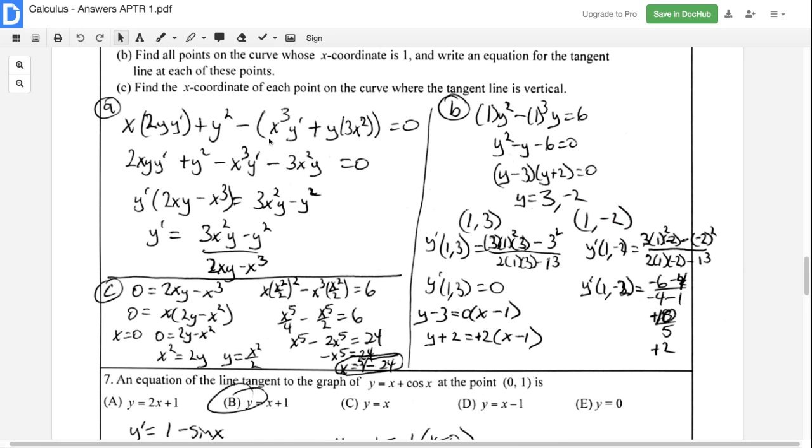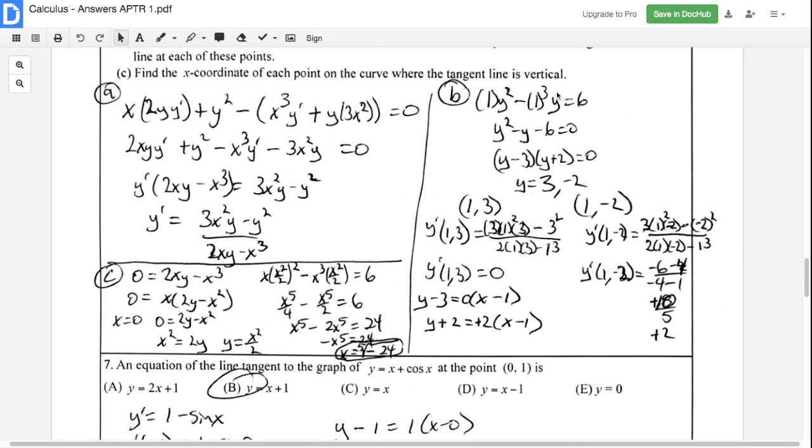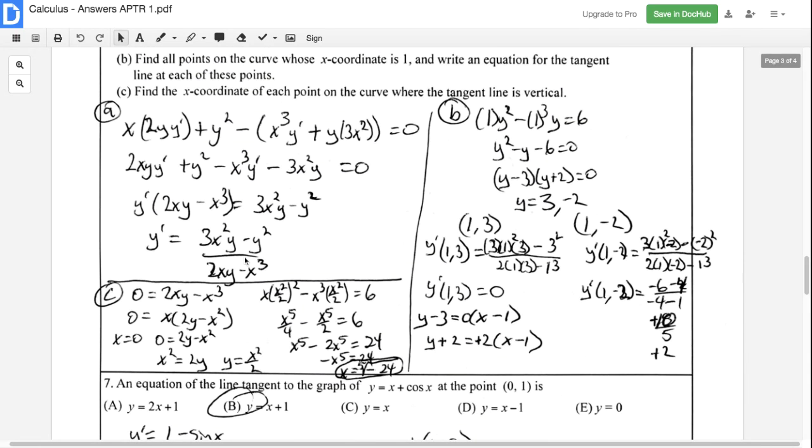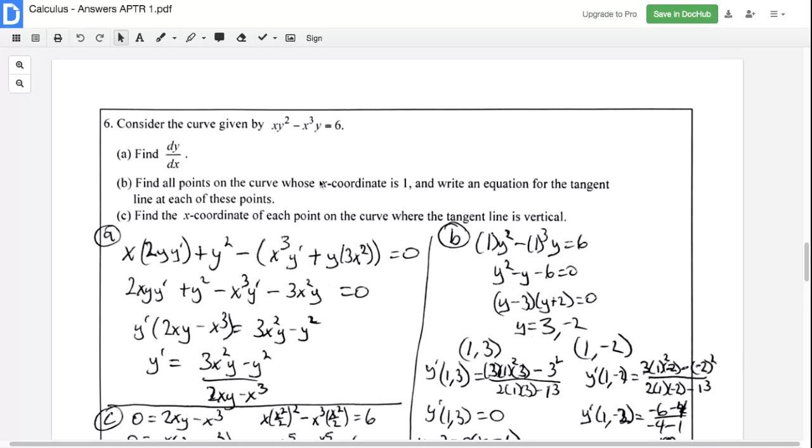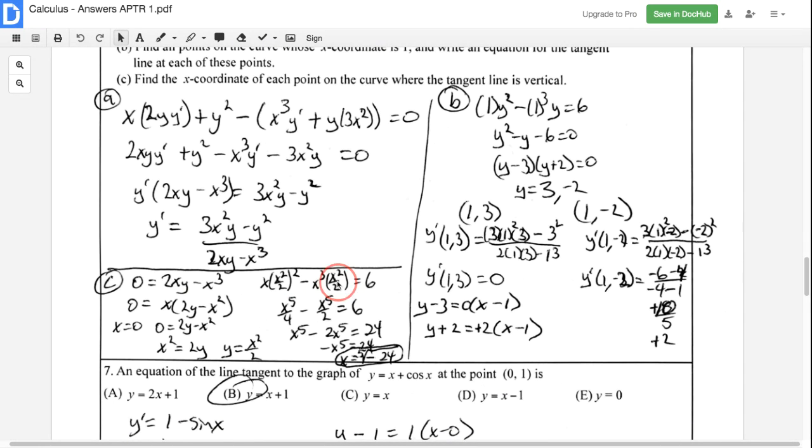Find the x-coordinate of each point on the curve where the tangent line is vertical. So if the tangent line is vertical, then that means the slope of that tangent line is undefined, which means I need to set the bottom of my derivative equal to 0, which is what I did here. I factor the x out and set them both equal to 0. So I plug x in to 0. And right here, I can't solve this, so I went ahead and solved for y. And once I solved for y, then I plugged y back into the original.